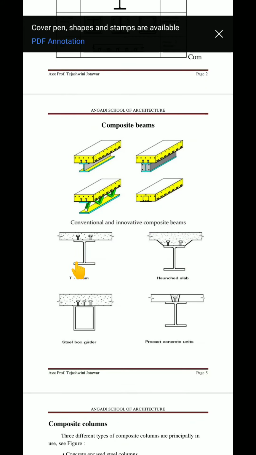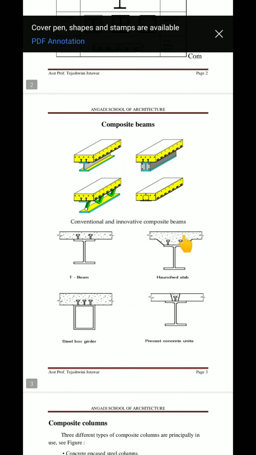A T-beam arrangement, or haunched beam arrangement, has a haunch provided at the junction of the beam and the concrete. If a slab is not thick enough to provide shear connectors, we can go for a haunched beam type. The third one is the steel box girder type. This is a steel girder and this is a concrete slab.